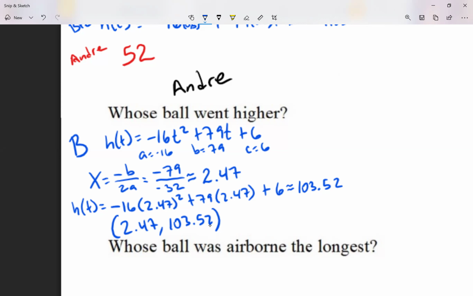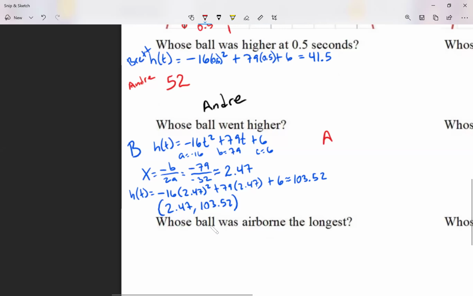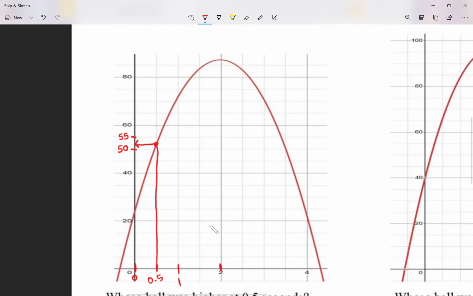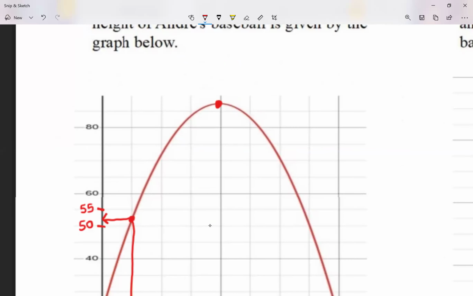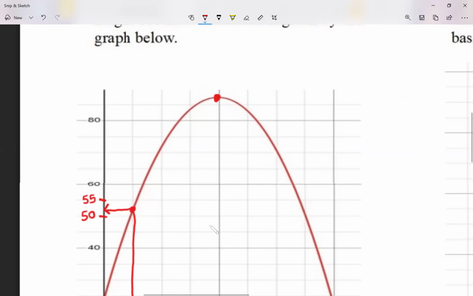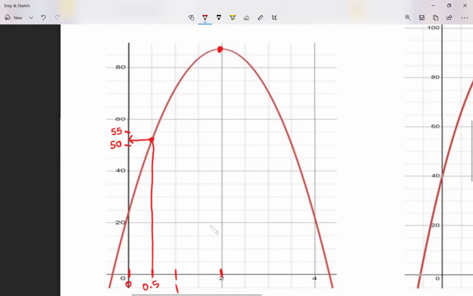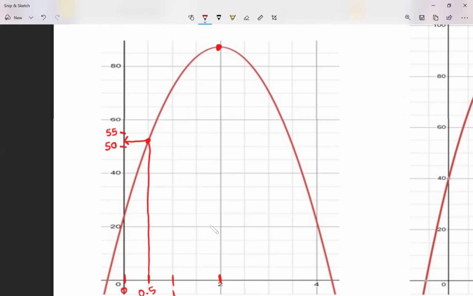How about Andre? What's the highest height of Andre? So I'm going to use red here. For Andre, remember we were using the graph. So the highest point will be about here. That's the highest point. I can look at the x value. It's a little less than 2, about 1.9, but that gives me the time. I'm not interested in the time. I'm interested in the height here.